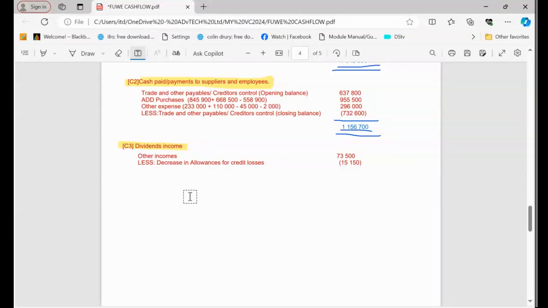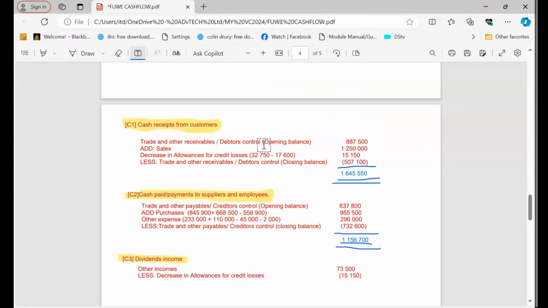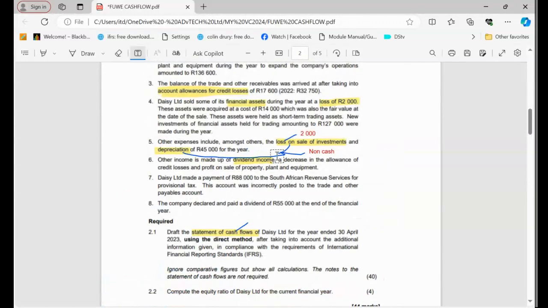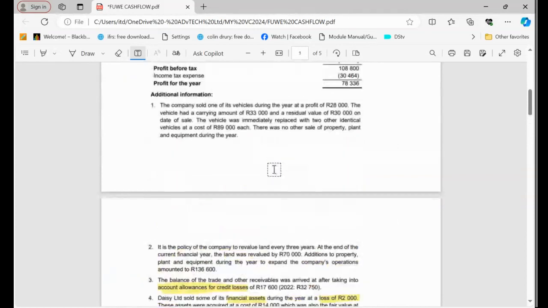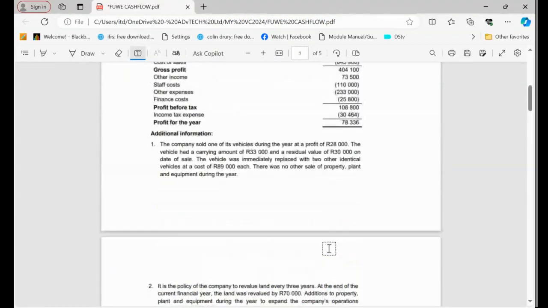And we must also take out the profit on sale. If we go back to the question there, yes, it says profit on sale of property. So they sold property, they made a profit, so we must go and take it out. I think they sold property up there. This is the vehicle. They said he sold his vehicle during the year. Let's go and check the property. No, they said property, plant, and equipment.